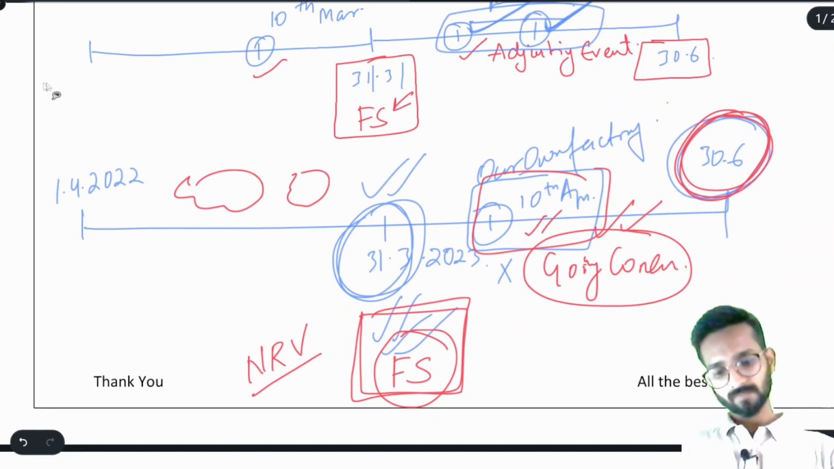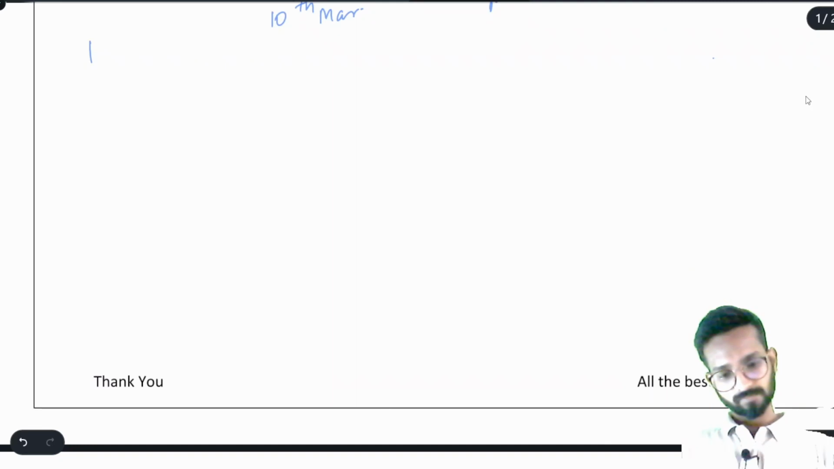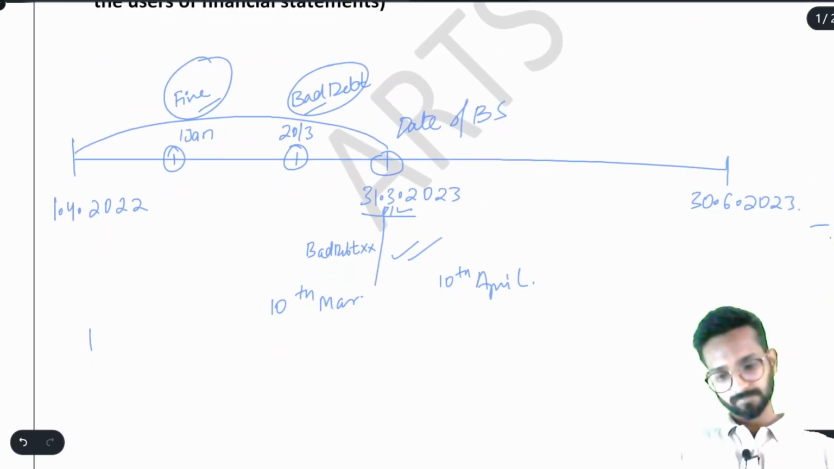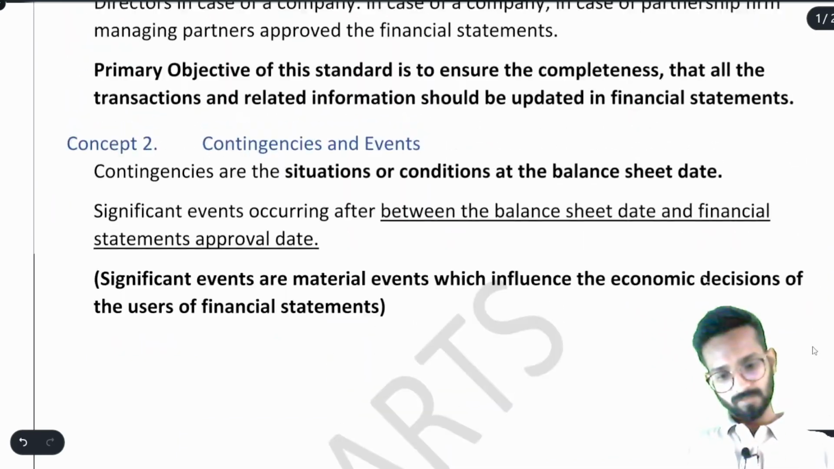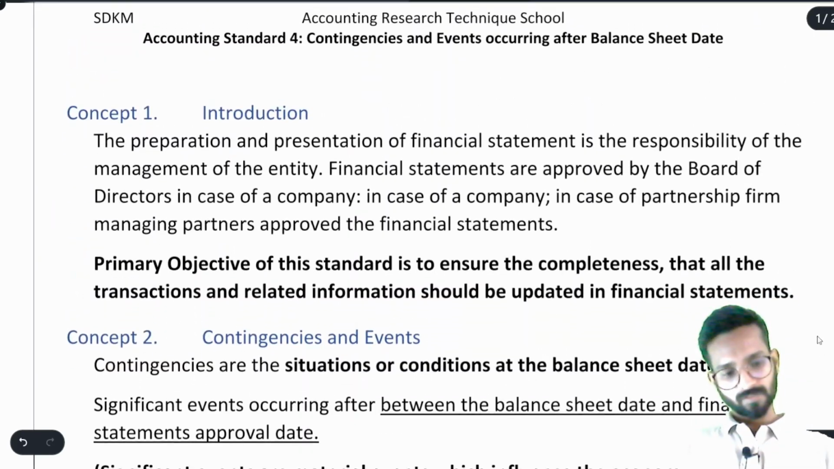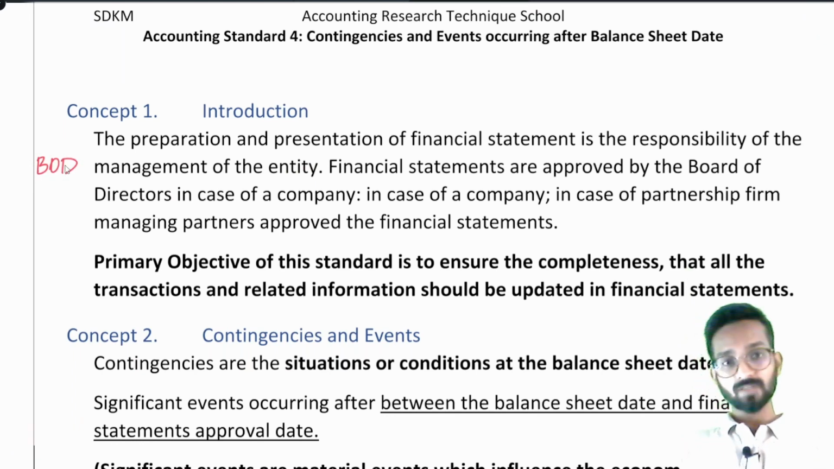See, the first thing we have here is the preparation and presentation of financial statement is the responsibility of the management of the entity. Sir, what does management mean? Management is our board of directors. Management does not mean shareholders. Remember this. Shareholders are the owners of the company.